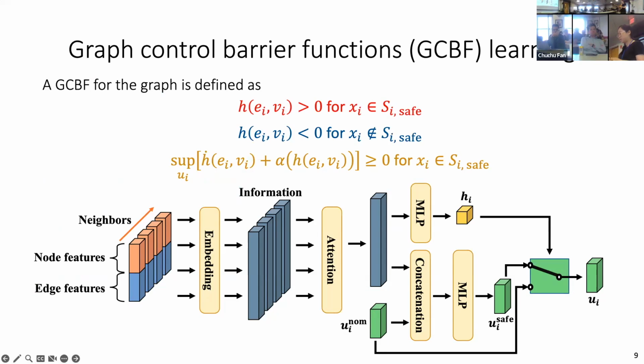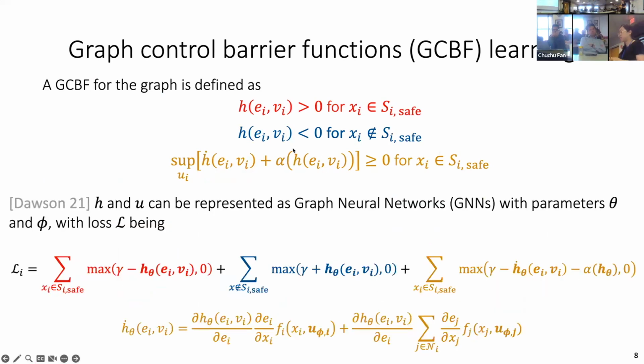The class K function currently in our setting is all just linear. So it's like a constant multiplied by h. That constant itself is a parameter that is learned in the framework. But we can explore more interesting class K functions, and you can introduce a polynomial, and then those coefficients can become something that is going to be learned in the entire framework.